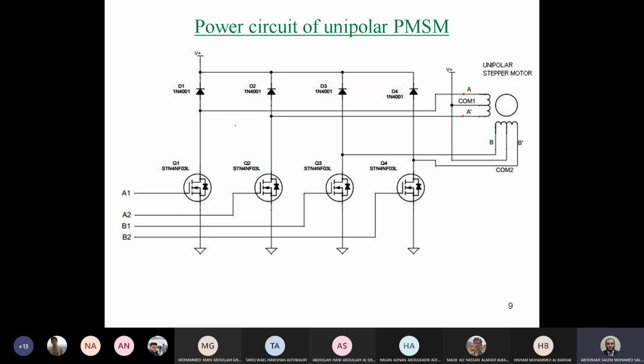But we need a freewheeling diode for protection in this circuit. So it's not only 4 switches, we need 4 switches and diodes as well. So this is the typical circuit used for a unipolar permanent magnet stepper motor. As you can see, this is now the first coil.